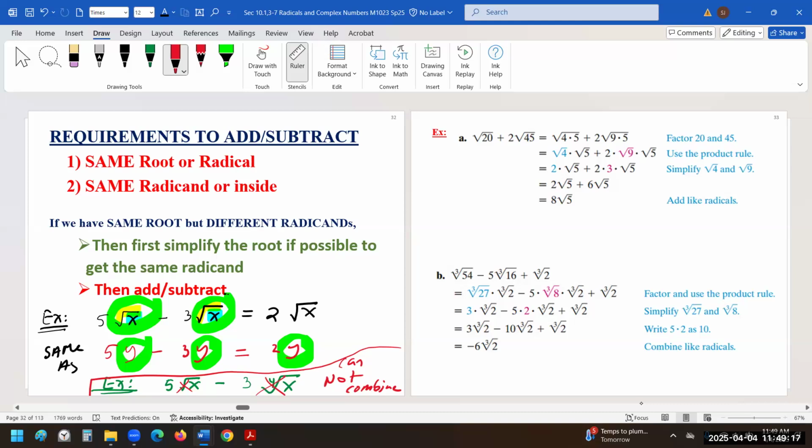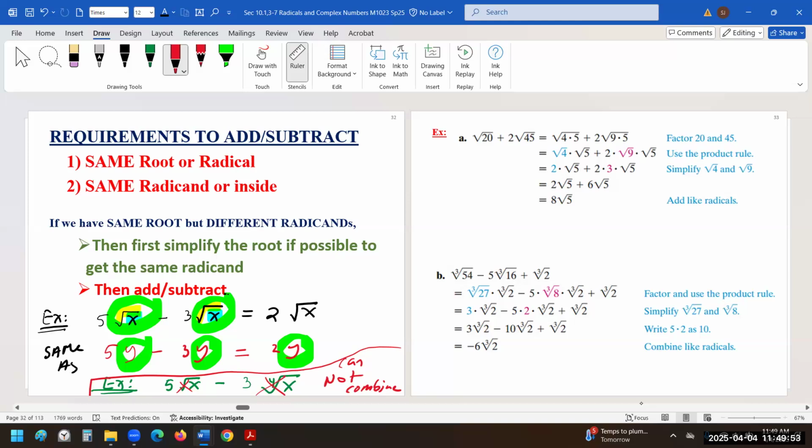Now 20, can you divide 20 by any perfect square number? By 4. So we can split 20 into 4 and 5. Square root of 4 gives us 2, and we have no idea what the square root of 5 is. So we can simplify square root of 20 into 2 times square root of 5. Now similarly, 45 is not a perfect square number, but can you divide 45 by a perfect square number? By 9. So we split 45 into 2 pieces, 9 and 5. We get square root of 9 and square root of 5. We know square root of 9 is 3, and we have no idea what the square root of 5 is.